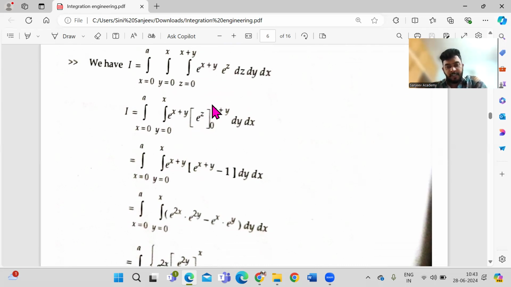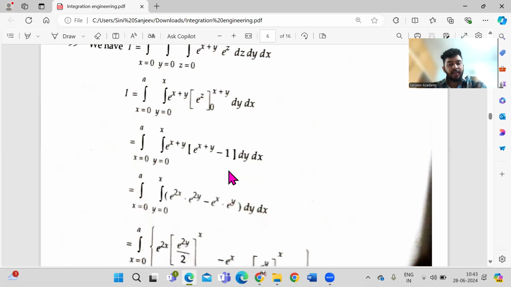e^z integrated from x to x plus y, so upper limit minus lower limit. e to the power of anything to the power 0 is 1. So I'm getting this. Then multiply this inside: e^(2x) times e^(2y) minus e^x times e^y, dy dx.